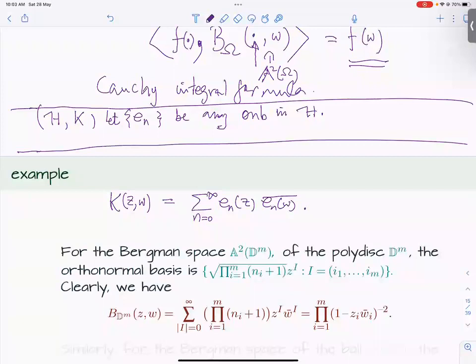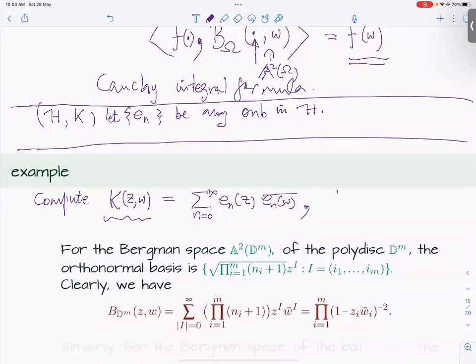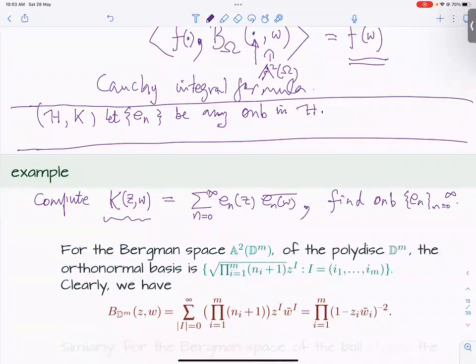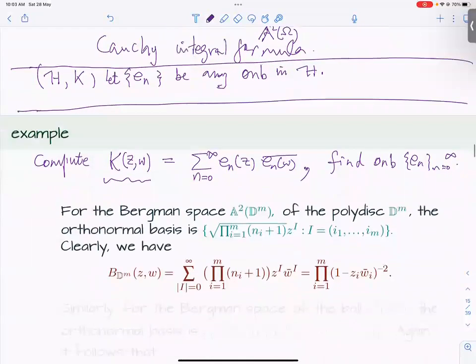So K(z, w), if you want to compute this, you need to find an orthonormal set e_n. And that's what we do. Okay, so you want to find the Bergman kernel for the polydisk, and you also want to find the Bergman kernel for the Euclidean ball. Well, to find these two Bergman kernels, you have to find an orthonormal basis. And how do you find an orthonormal basis?